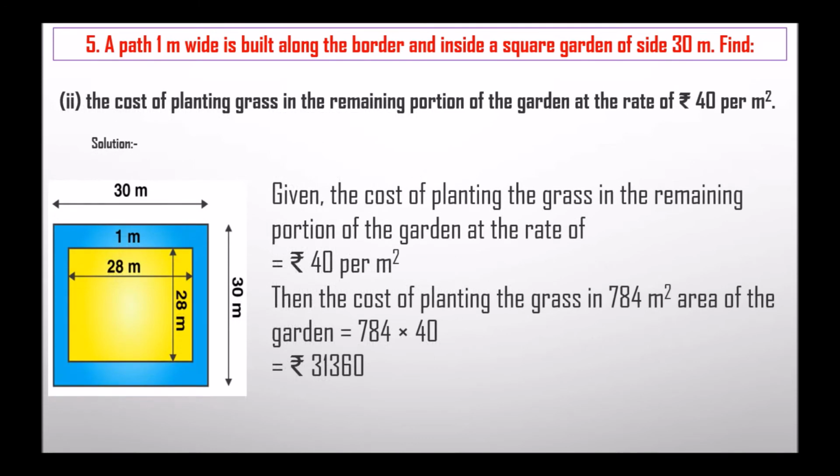Second, we have to find the cost of planting grass in the remaining portion of the garden at the rate of 40 per meter square. So we have to plant grass in 784 meter square area. So 784 into 40, that is rupees 31,360 is the cost of planting the grass.